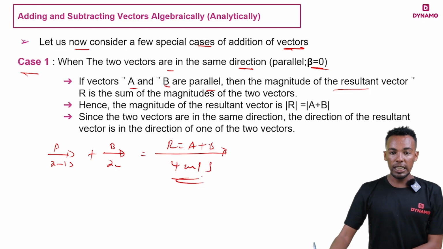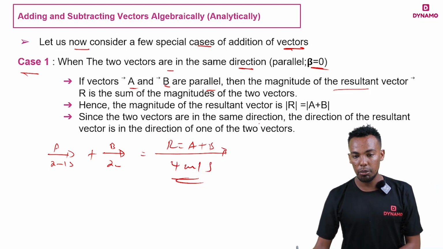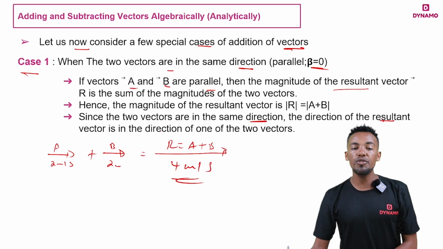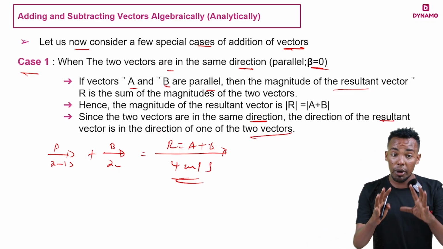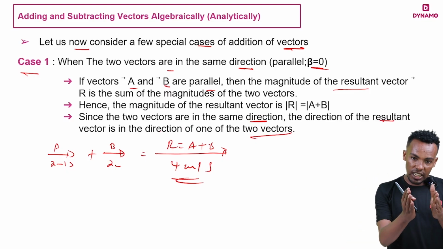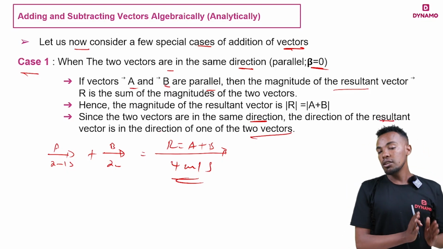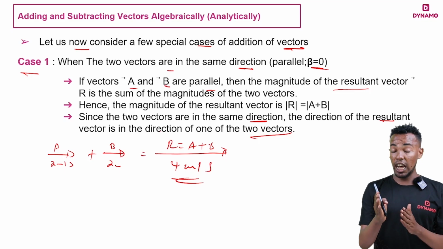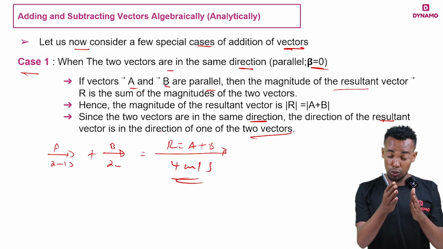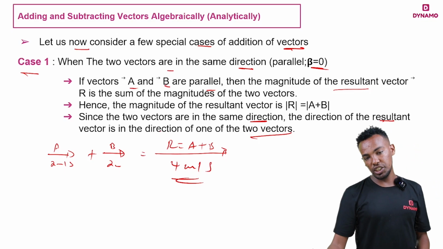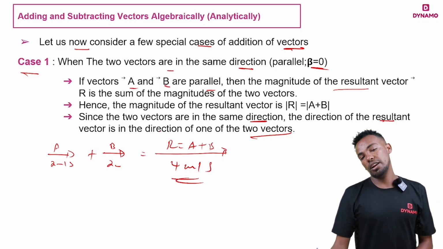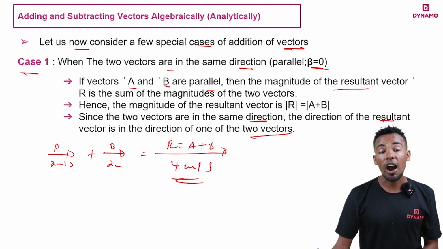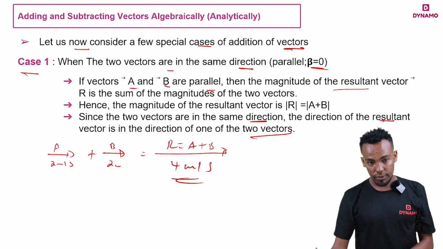So what does this mean? Since two vectors are in the same direction, the direction of the resultant vector is what? The same as the direction of the two vectors. Why? Because both vectors have the same direction. So the resultant vector of these two has the same direction as both of those vectors. This is the first case.